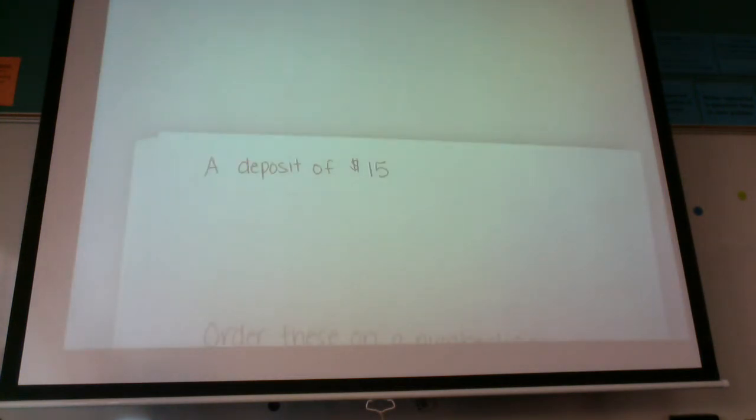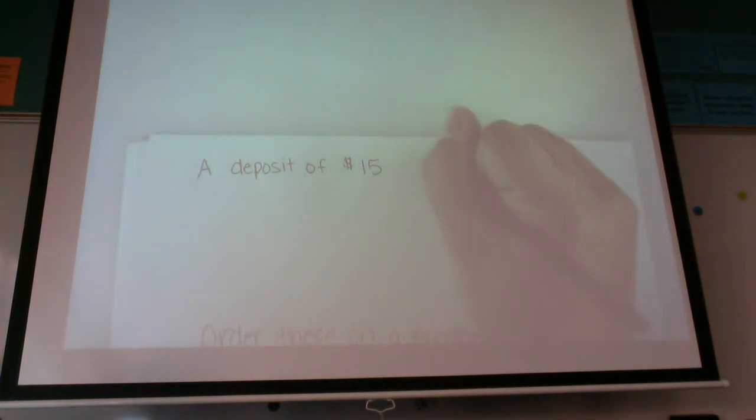Last one, how would I write a deposit of $15? And we should all be able to do this from our checkbook log, but we know if we're depositing money, we're gaining it into our account, so it's going to be plus 15.